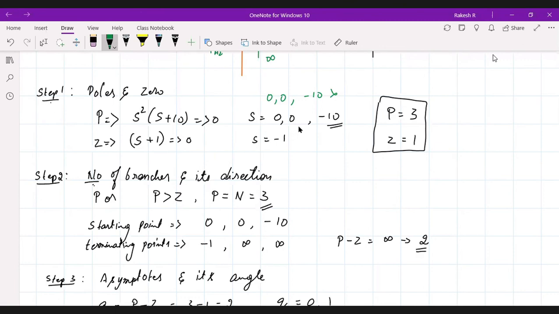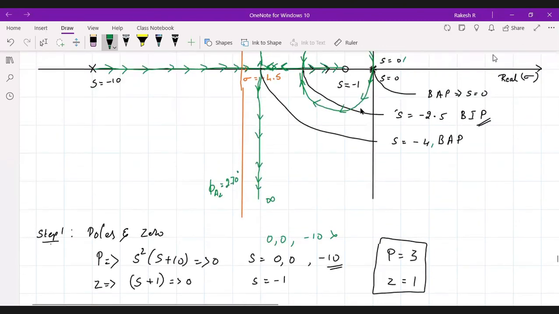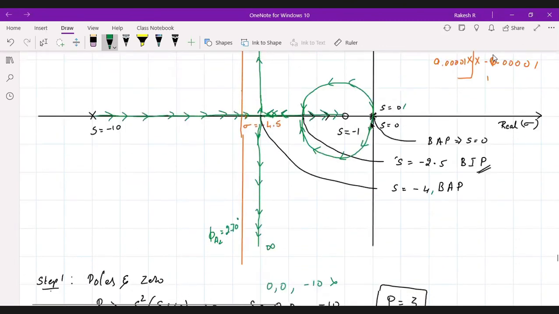And the next problem is this one: you are not considering this as two roots here. If you consider only one root, what happens is that in between s is equal to 0 and s is equal to minus 1, you will find the root locus existing.